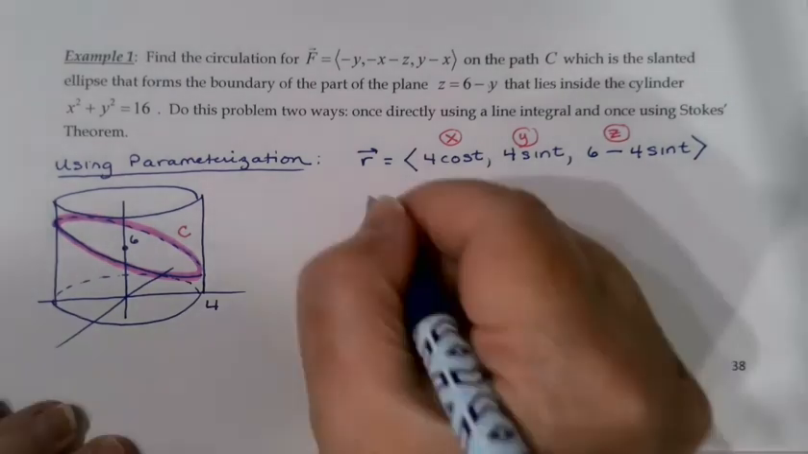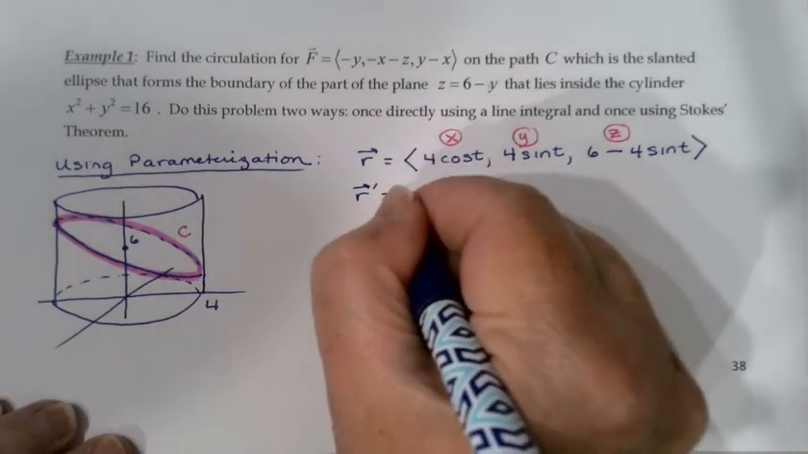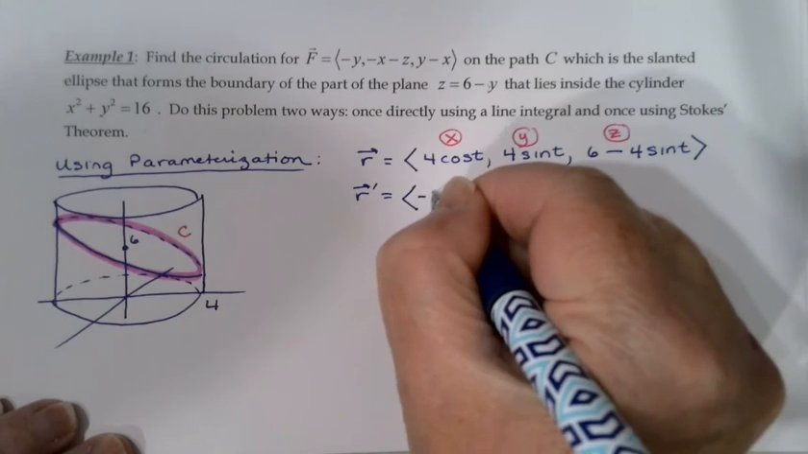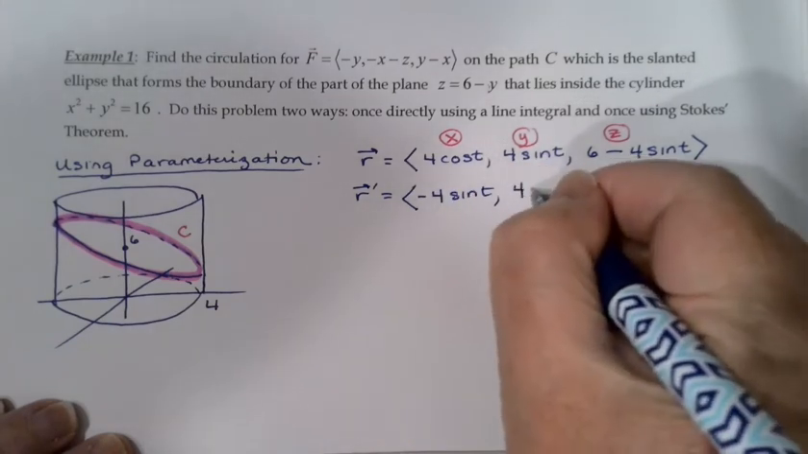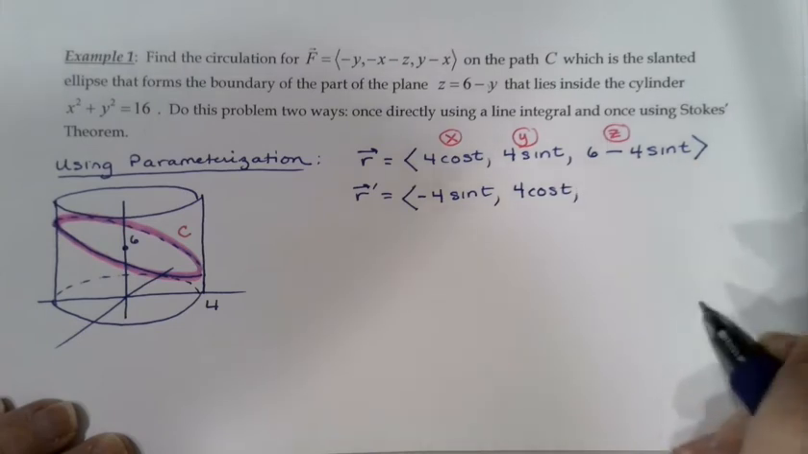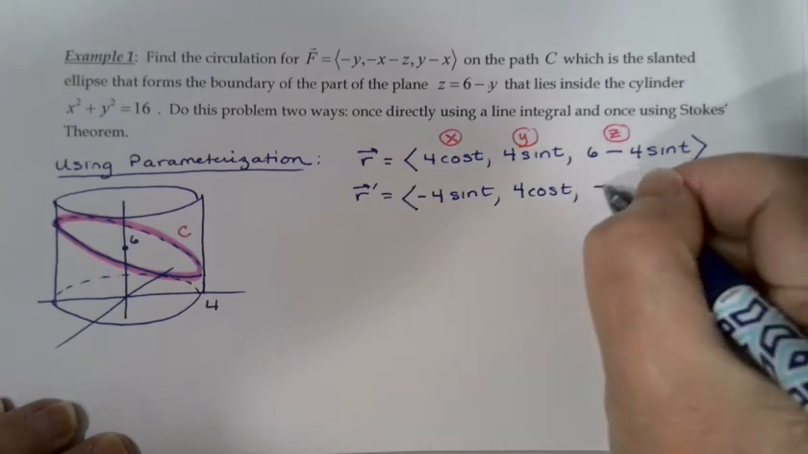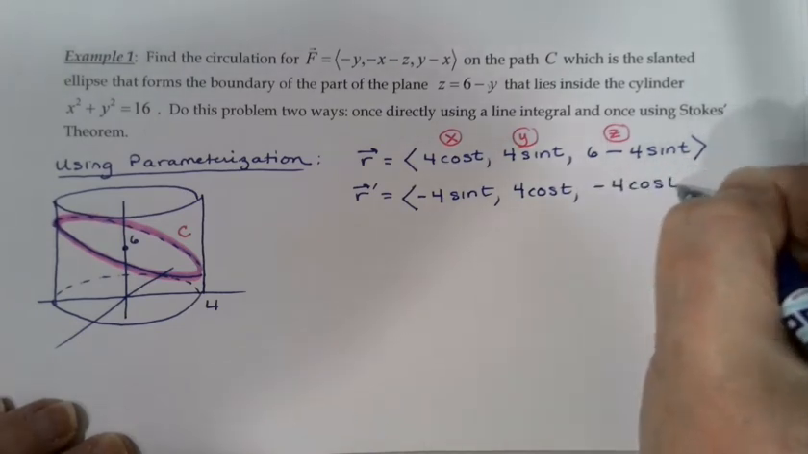All right, I need r′. So -4 sin t, 4 cos t, and -4 cos t.